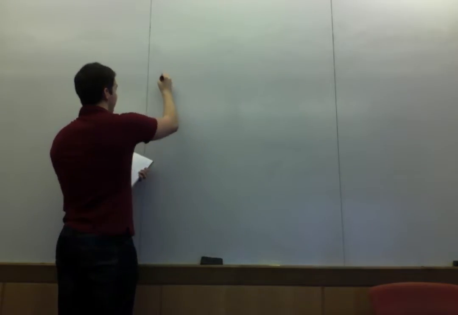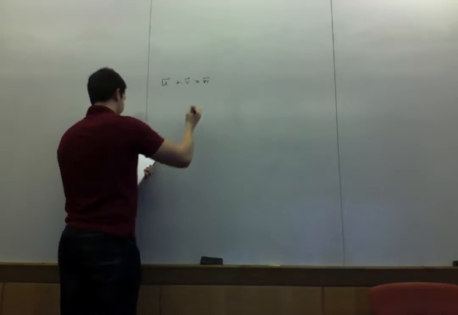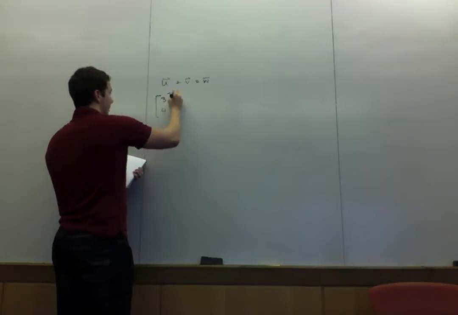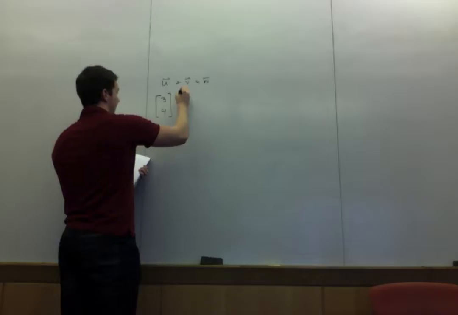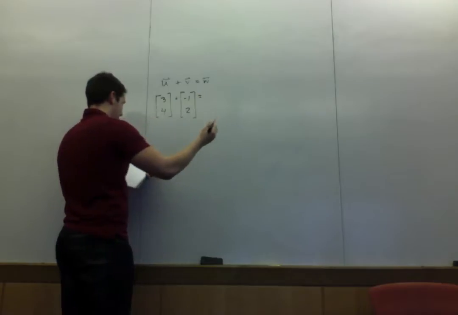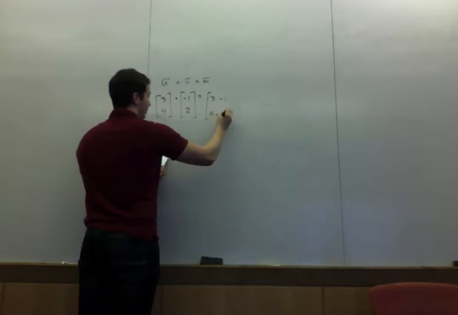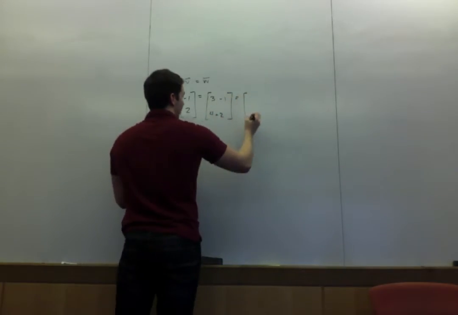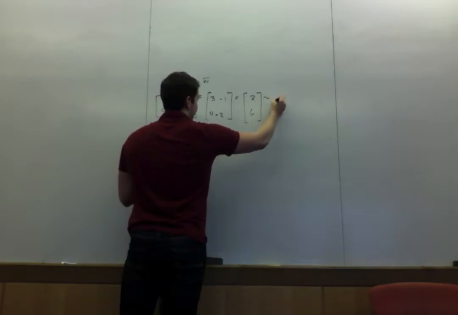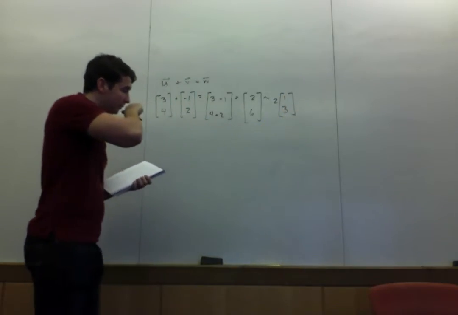Here we have u plus v again, equal to some vector w. In this case, we're going to say that our vector u is 3, 4. Our vector v is -1, 2. And we can add these together. Again, we have 3 minus 1, we have 4 plus 2, which gives us 2, 6. And again, we can write that as 2 times the vector 1, 3.